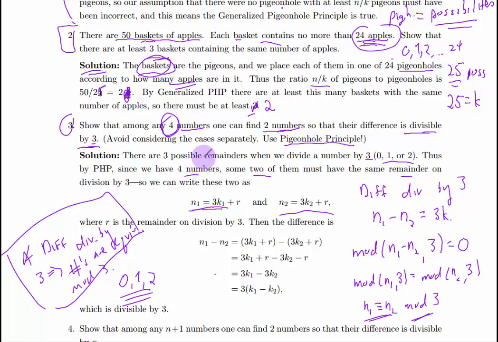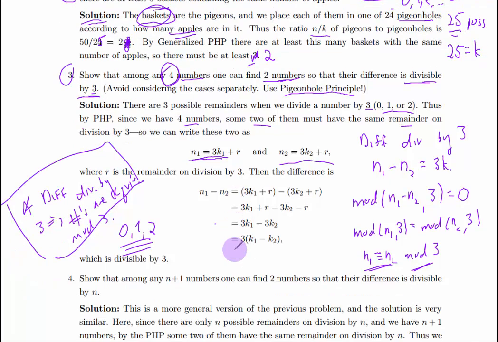Okay. All right, now this is quite an incredible thing, that you choose some numbers and you don't know anything about those numbers. They're arbitrary, but you can choose some 2 of them somewhere and take the difference, and it's divisible by 3.